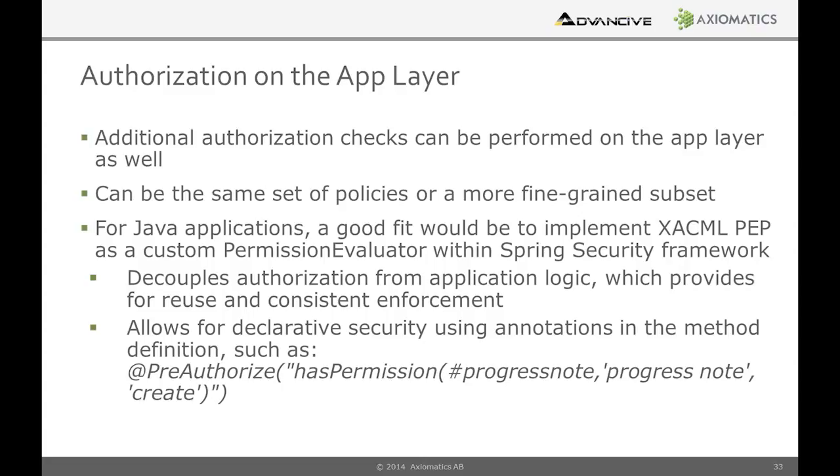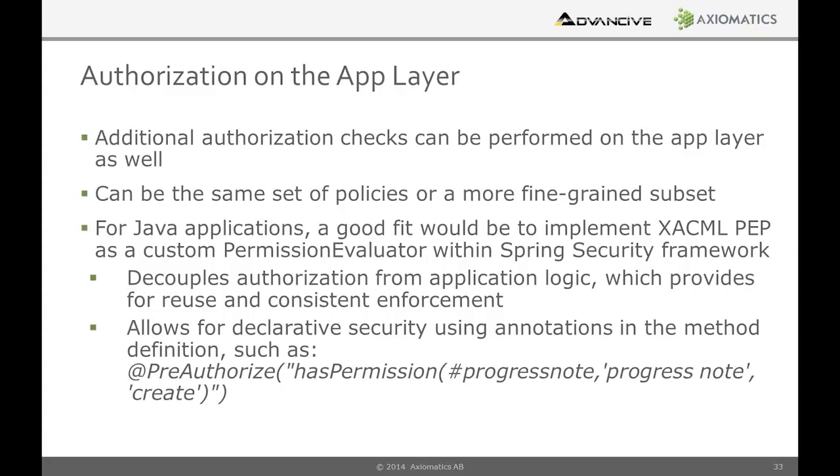Because obviously once the Layer 7 processes and authorizes the request, it's going to pass that request over to the backend application server, right? And the application server itself can also do additional authorization checks. It can potentially enforce the same set of policies.